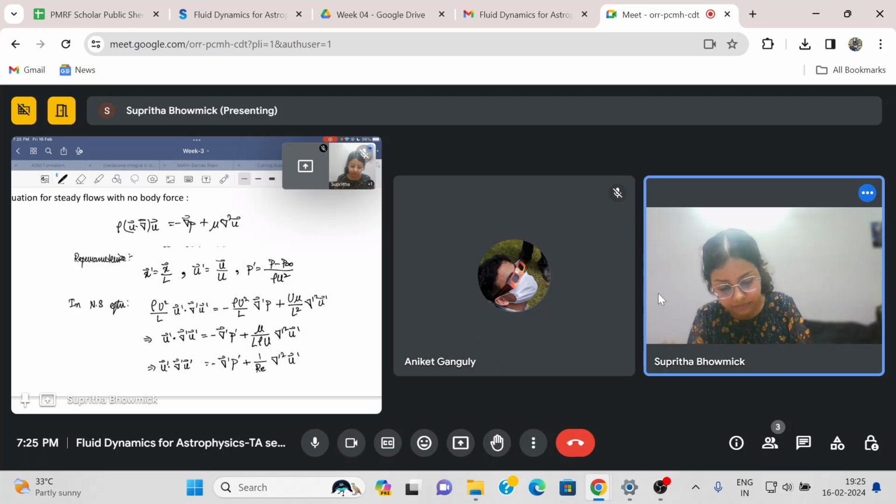Okay. Next comes a gradient of P. And as I discussed, all my gradients will become 1 by L grad prime. Is this clear why? Is this clear why?